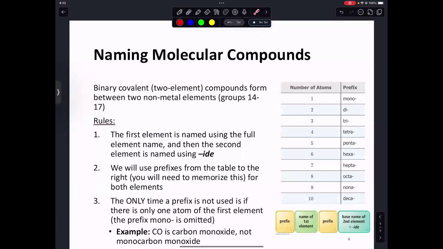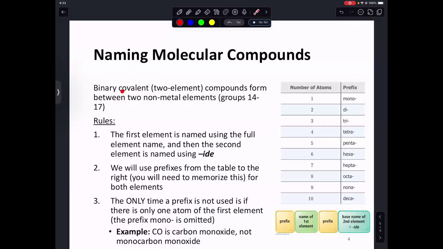Now let's go through naming of molecular compounds. When naming them, there are so many different categories. In this video, we're going to specifically talk about inorganic binary covalent compounds. Binary means we have two elements making up our molecule. There are other molecular compounds such as organic acids and also acid naming that we're going to go through.